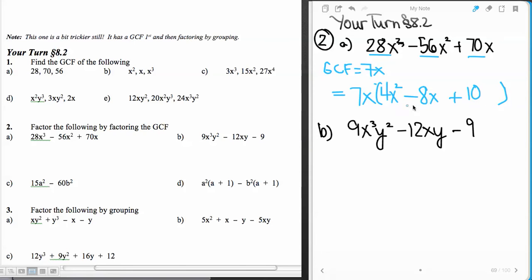Oops, look what happened. 4, 8, and 10. Those actually have a GCF. So I didn't get the GCF out of those. I wasn't able to see the GCF just by looking at them. So maybe it's not the best idea.